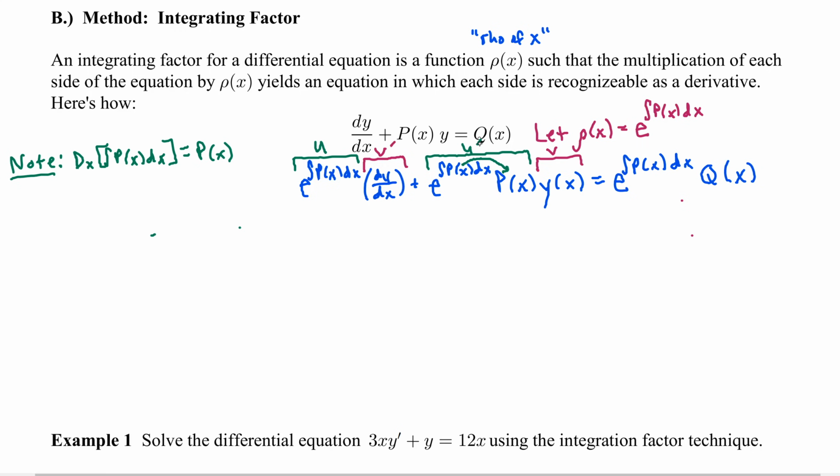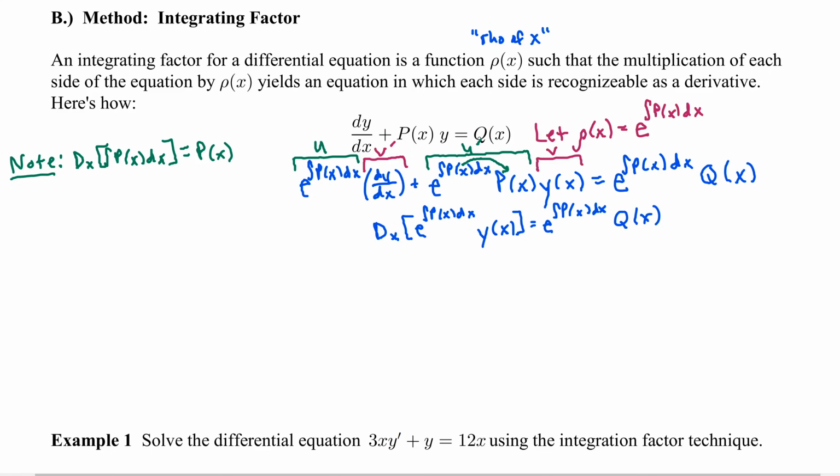We have a function u times derivative v prime plus the derivative of u times v. So clearly we have the expansion of a product rule over here on the left side. When we recognize that pattern, then we can make the observation that the left-hand side is the derivative with respect to x of u, which is e to the integral of p of x dx, times v, y of x. And on the right side here, I'm just going to carry this information along as is.